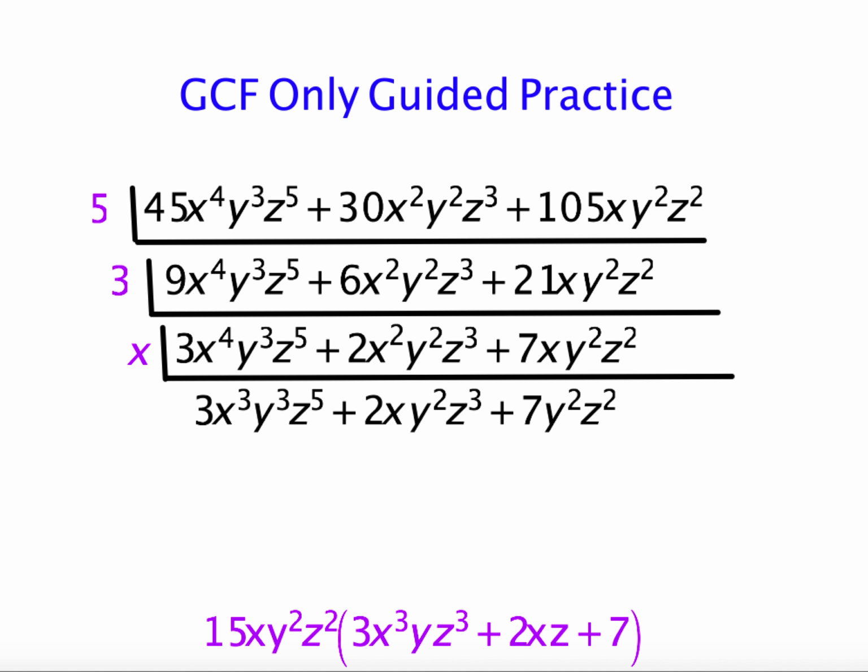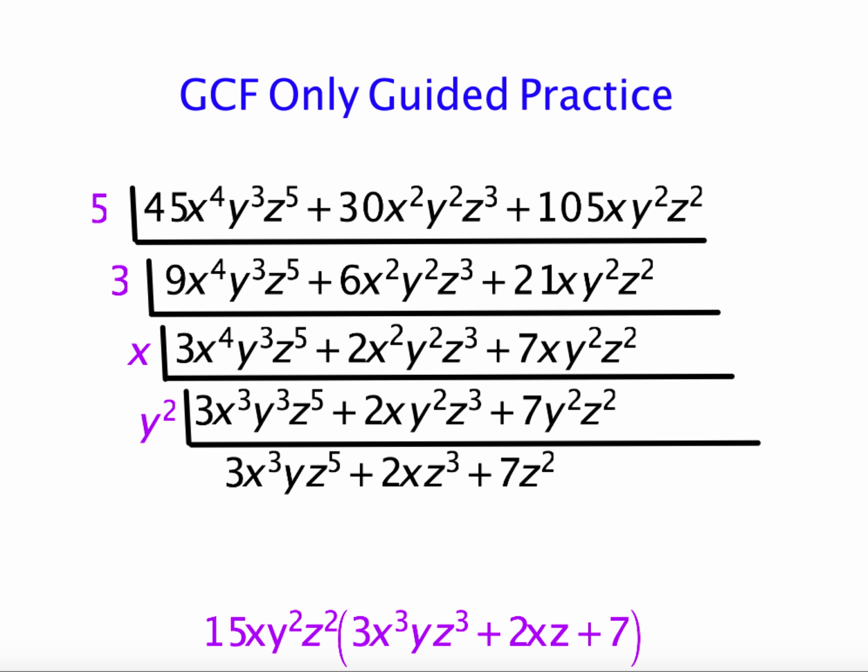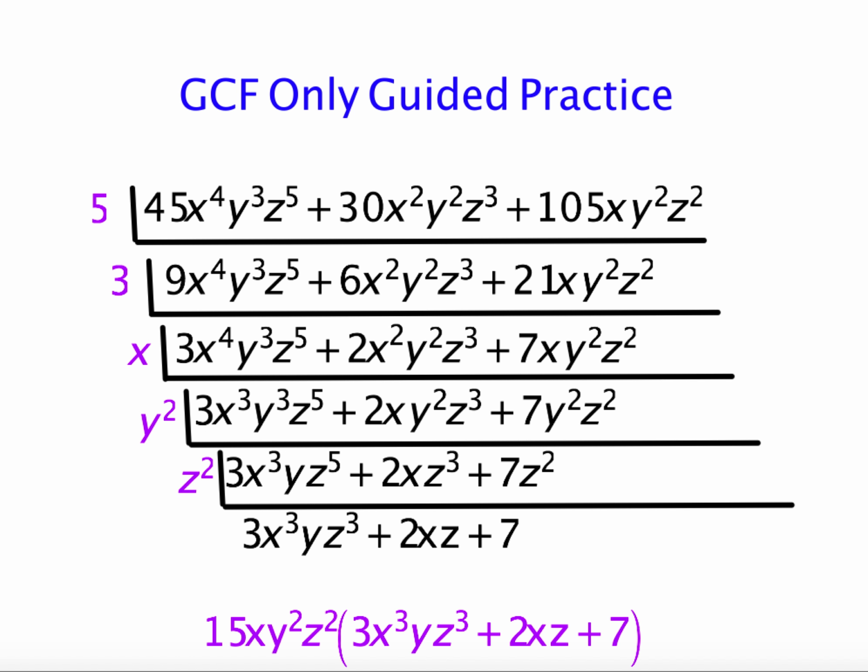Looking at the y terms, my greatest common factor is y squared, which results in this polynomial once I do the division. And then z to the 5th, z to the 3rd, z squared, the greatest common factor of the z factors is z squared. Okay, so now I'm done with my ladder, and then I use that ladder to find my factored form.